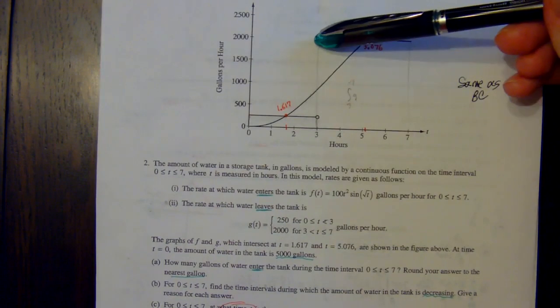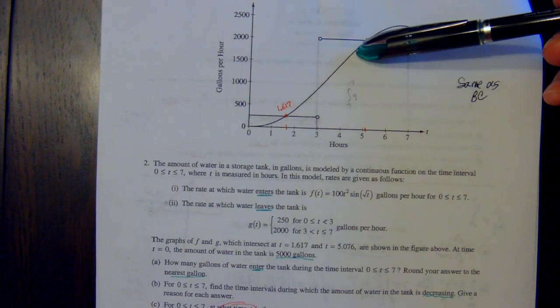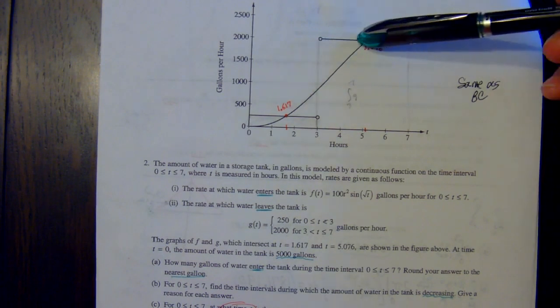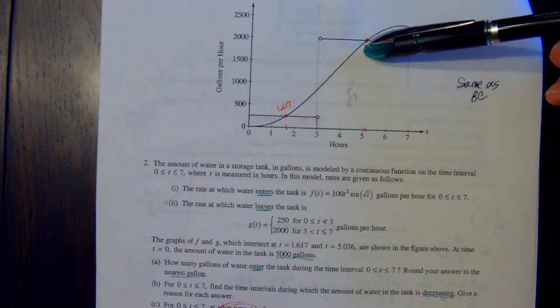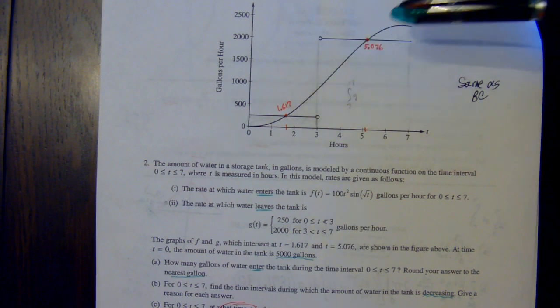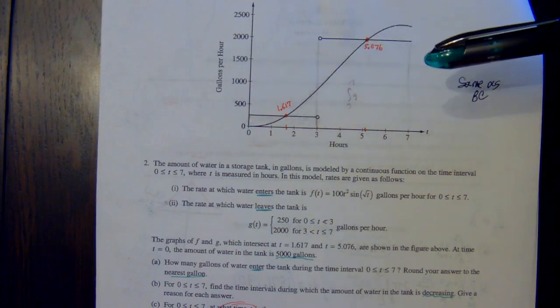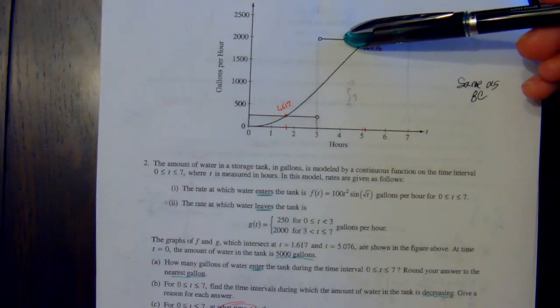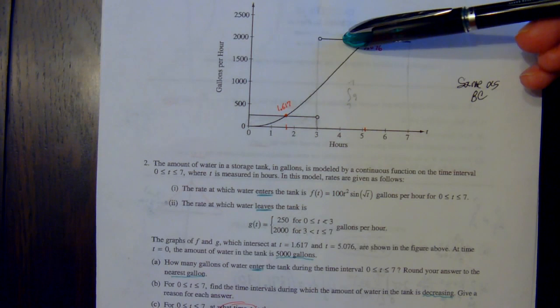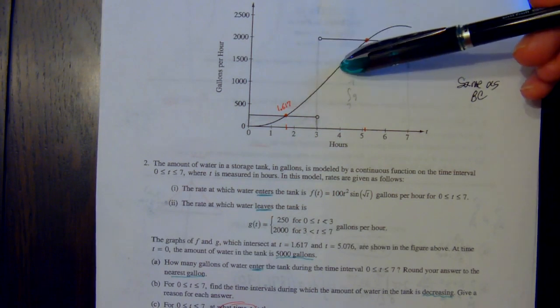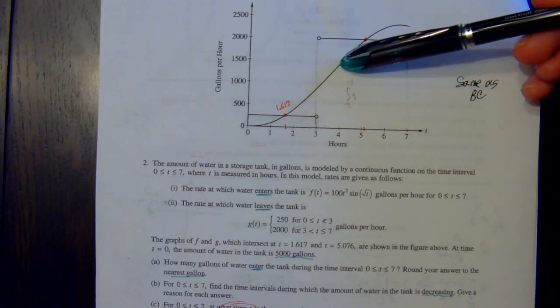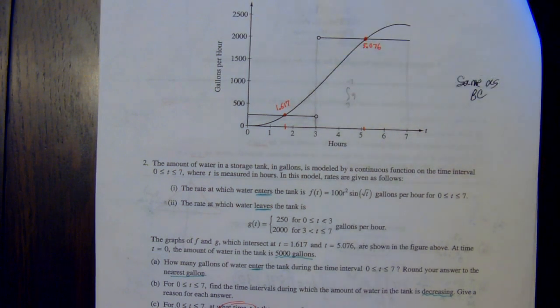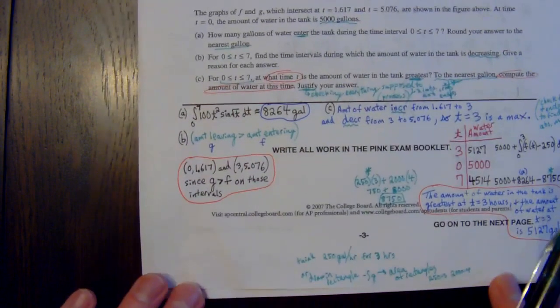And then over here between the 3 and the 5.076, the G graph is higher than the F graph. So the leaving amount is greater than the entering amount. That means the total amount of water in the tank will be decreasing because it's leaving at a quicker rate than it's coming in. Like at t equals 4, it's leaving the tank at 2,000 gallons per hour, but it's only entering the tank at about 1,500 gallons per hour. And so the amount of water is going to be decreasing because it's leaving quicker than it's going in. That's what I'm thinking about right there.